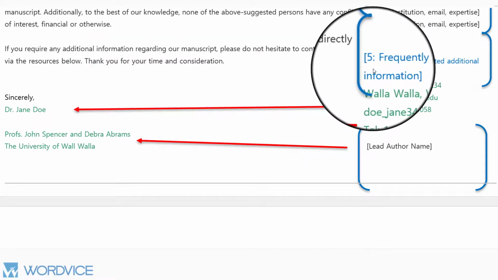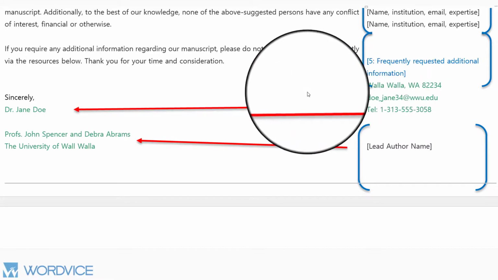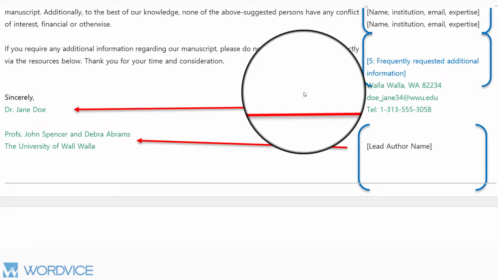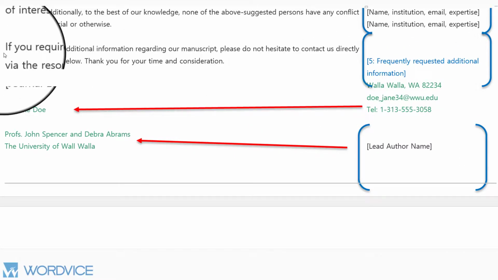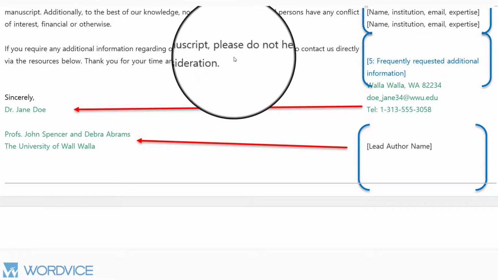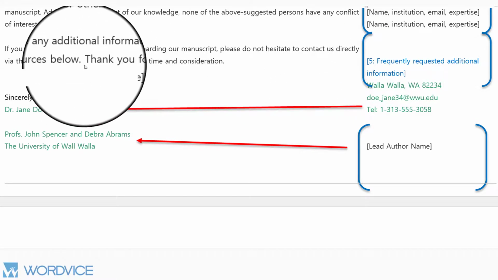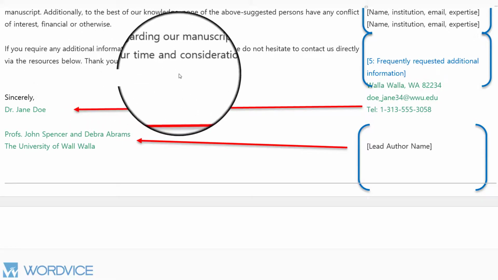In the fifth paragraph, you're going to ask for any frequently requested additional information. This is basically a nicety and is a good way of closing out your cover letter. If you require any additional information regarding our manuscript, please do not hesitate to contact us directly via the resources below. And lastly, it's very important to be as polite as possible. So, thank you for your time and consideration.